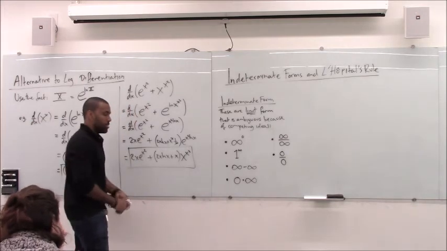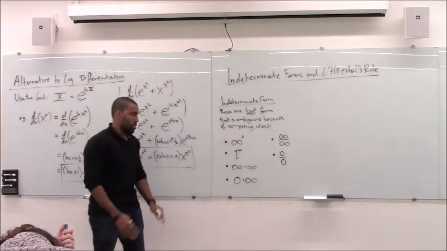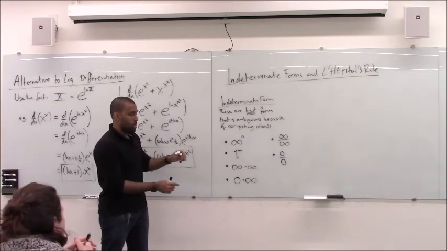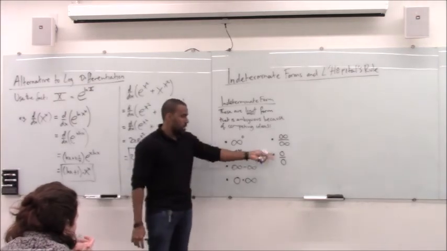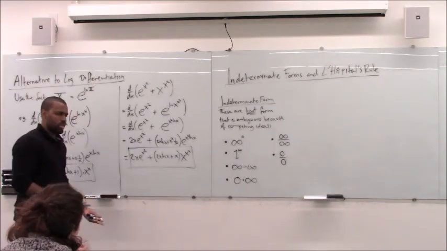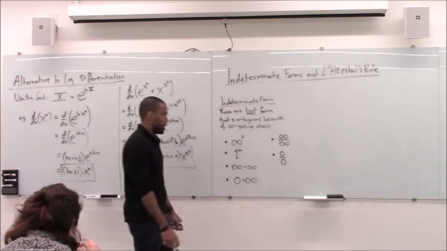Another one, 0 over 0. So again, can't divide by 0, but these are limit forms. So I'm talking about a situation where you're taking the limit of some division, and both the top and the bottom are approaching 0. They'll never actually get there. But if you see the top and bottom going to 0, what is that? Division by 0, totally confusing, doesn't make any sense.